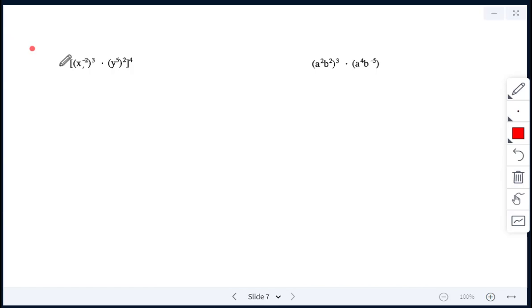Okay, so for this first one, we do end up with x to the power of negative 2 times 3 times 4, because it's a power of a power of a power. So negative 2 times 3 times 4. And then for the y, again, it's a power of a power of a power. So 5 times 2 times 4. All right, so that gives me x to the power of negative 24, and then y to the power of 40.